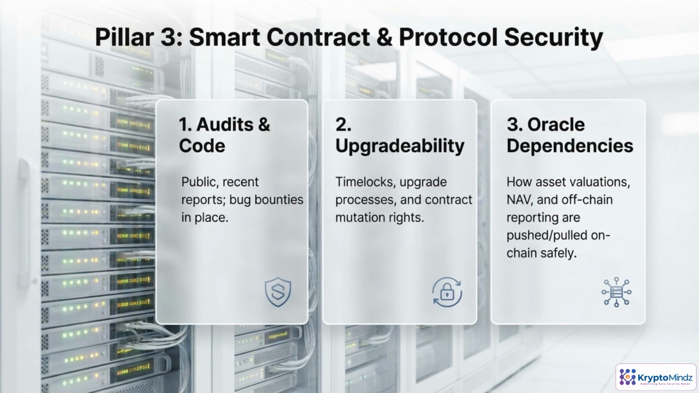Smart contract and protocol security for RWAs centers on three areas. First, audits and code. Is the code public, recently audited, and covered by credible bug bounties, or are you effectively trusting a black box? Second, upgradability. Who can change the contracts, through what process, and with which time locks or pause powers in emergencies? Third, oracle dependencies. How do prices, NAV, and reports reach the chain? And what happens if those feeds fail, lag, or get manipulated?